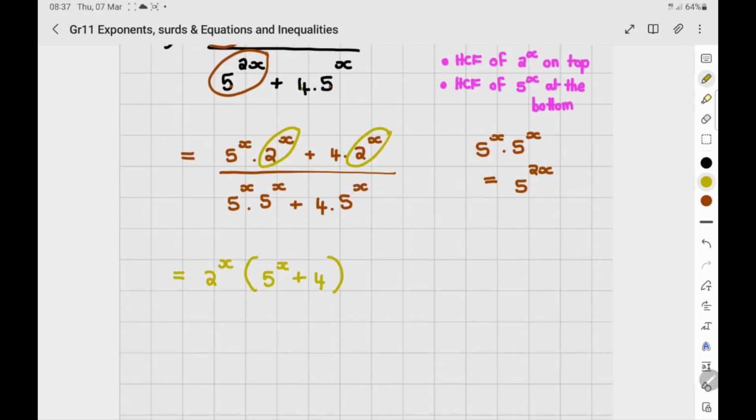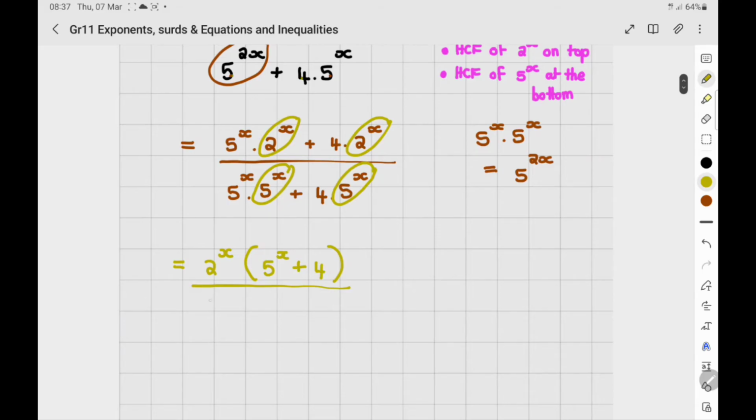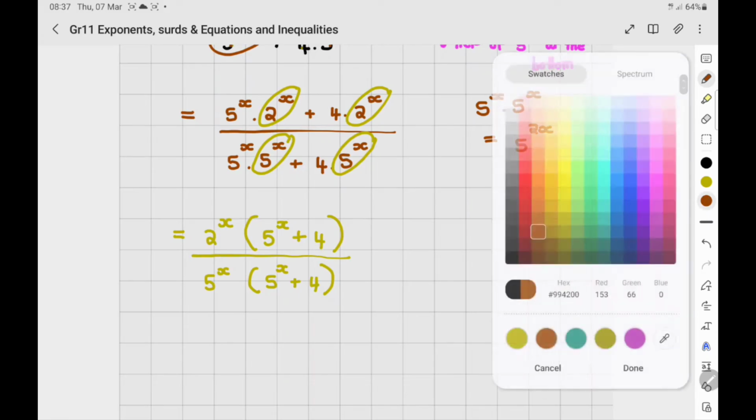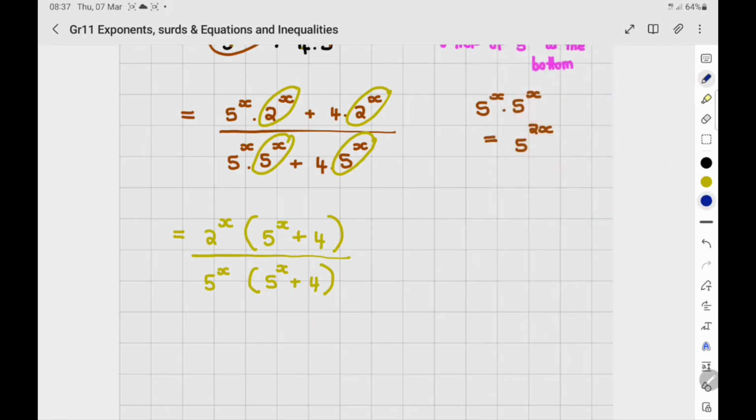Okay, and at the bottom, can you see that I'm only going to be able to take out 5 to the power x as well? So the only thing that's common between both. So if I take out 5 to the power x, what is left? 5 to the power x plus 4. Aha! So those two brackets can cancel out because they are exactly the same, and your answer left is 2 to the power x over 5 to the power x.